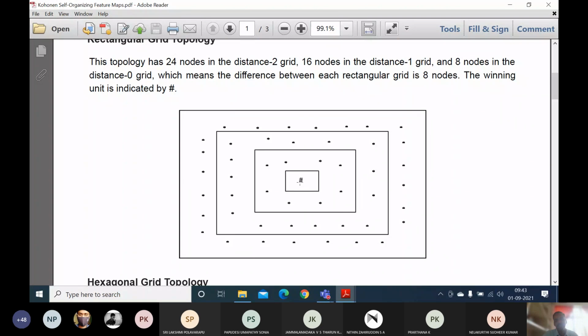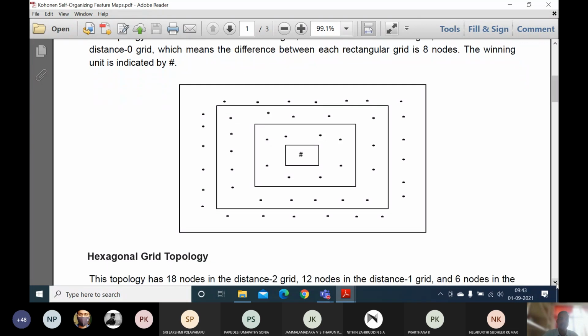Okay, so these are all nothing but the rectangular grid topology. Whenever I consider that this is a winning neuron, all these neurons will take part in the competitive process, and they may also take part in the adaptation process. The next one is nothing but the hexagonal grid topology.